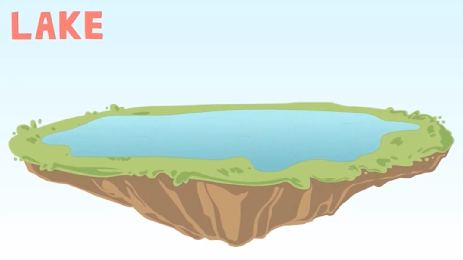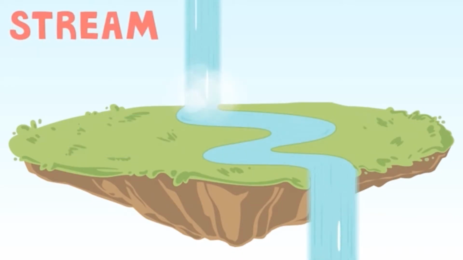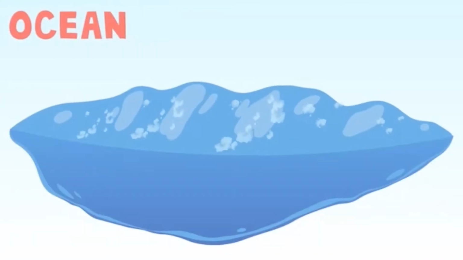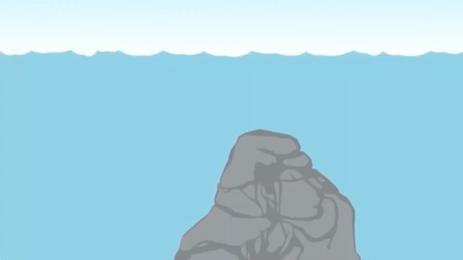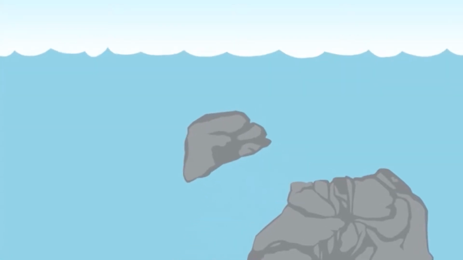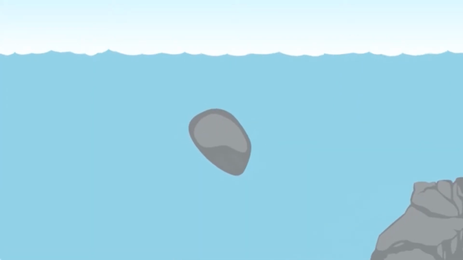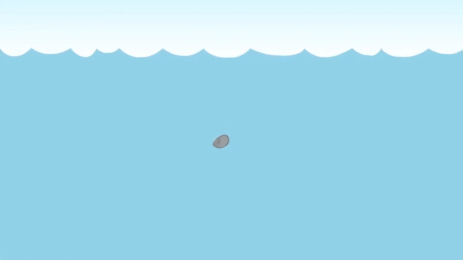Well, lake water seems pretty still unless it's super windy. But streams and rivers have moving water, and the ocean has waves. Is that what you're thinking? Exactly. River rocks and rocks at the beach are often smooth, just like your pebbles. And that's because they get tossed around by the moving water. Rough edges get sanded down over time. And eventually they'll be small enough to be sand.